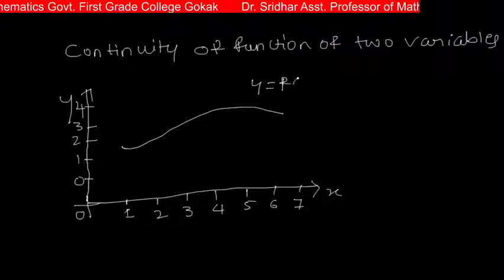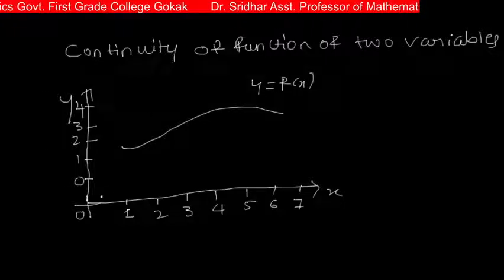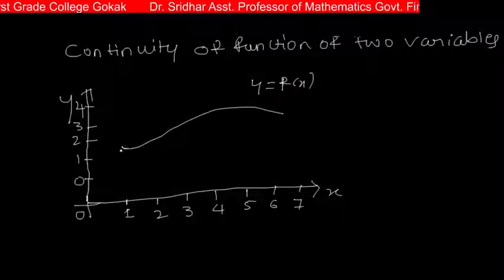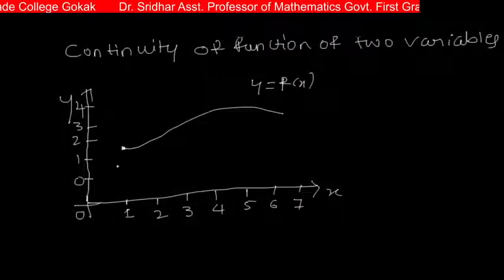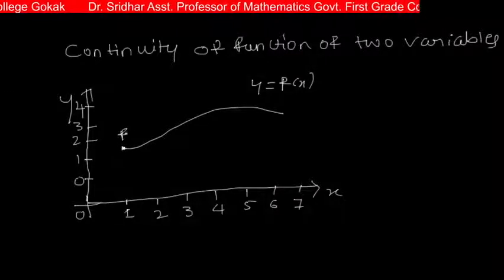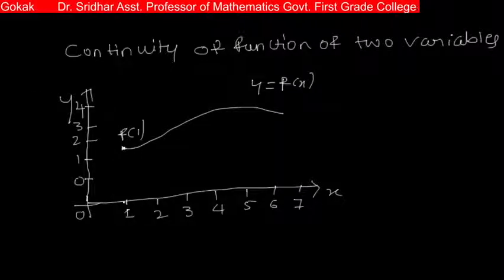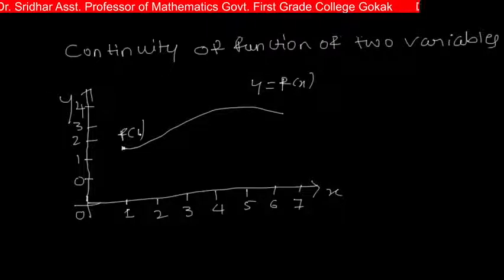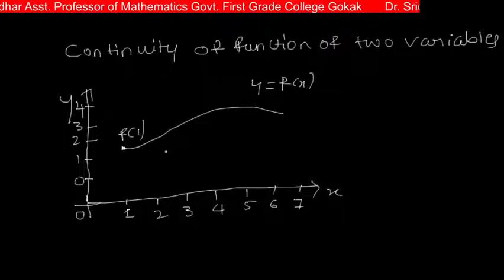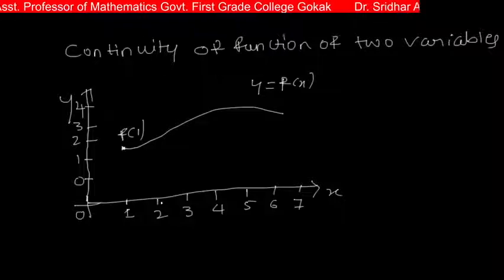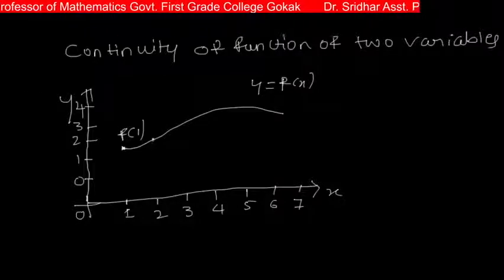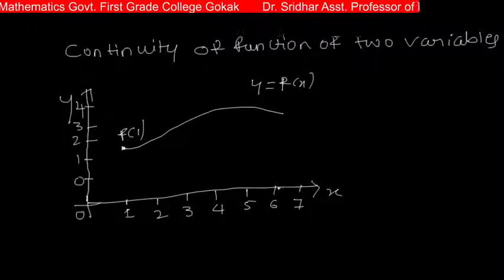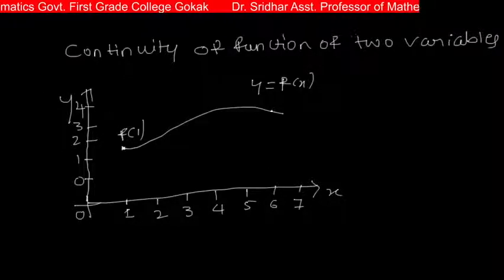Let it be y is equal to f of x. Now this point is nothing but what? This point is f of 1. Corresponding to this x equal to 1, we have a point on y, so that is y is equal to f of 1. Similarly, corresponding to this point 2, we have this point f of 2, like that, and this one is 6, so this is f of 6.